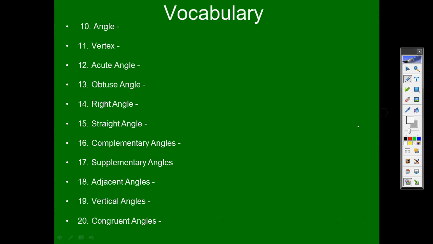If you look, these are the vocabulary words that we will be defining: angle, vertex, acute angle, obtuse angle, right angle, straight angle, complementary angles, supplementary angles, adjacent angles, vertical angles, and congruent angles. Many of these terms should look familiar to you from previous year's study of geometry.